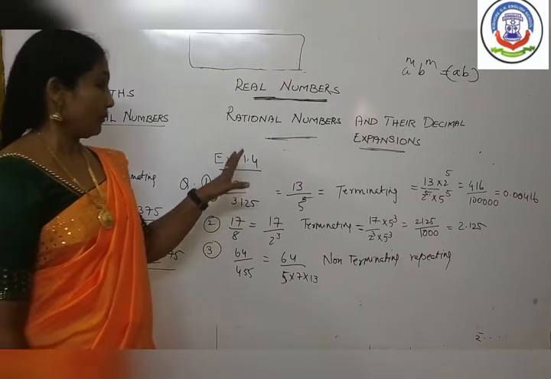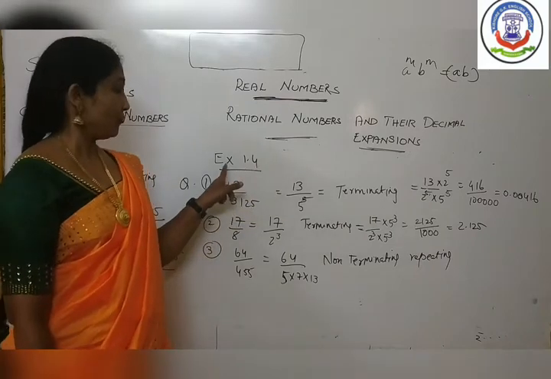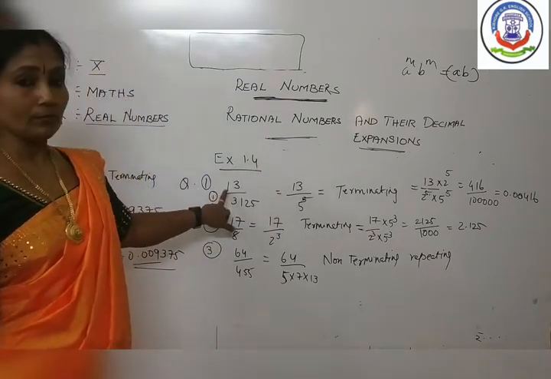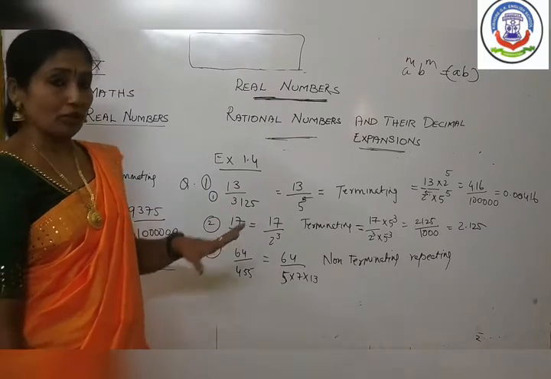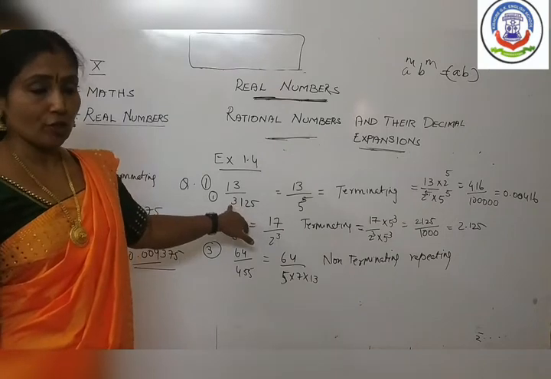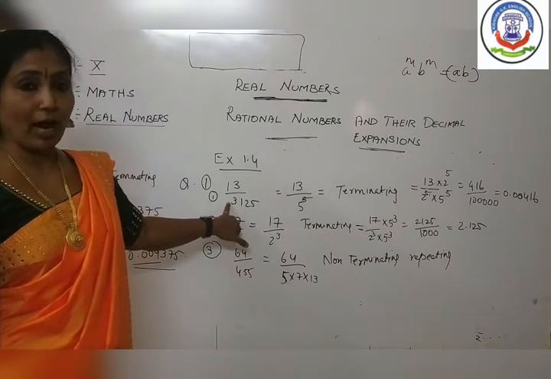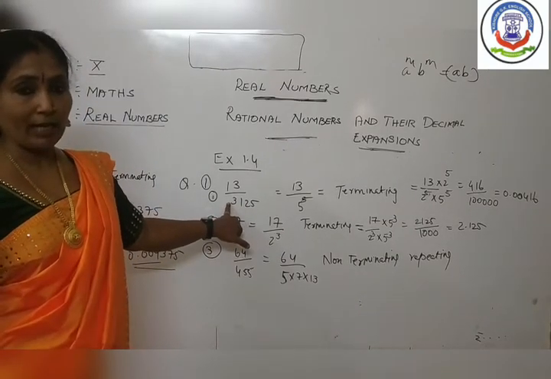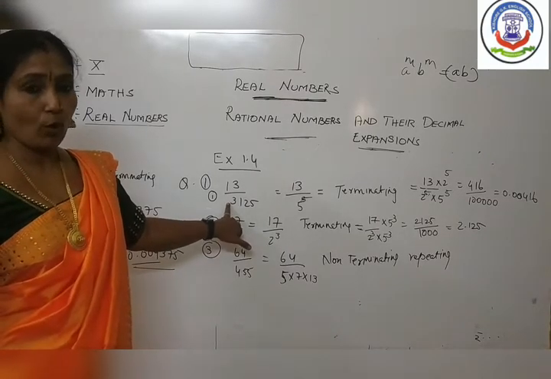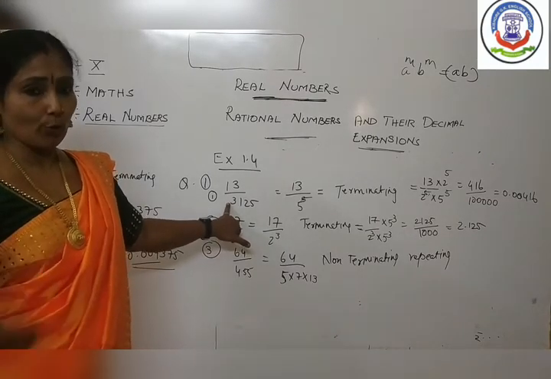Now, whatever we have learned, according to that we can complete exercise 1.4. That means here some rational numbers are given. Without doing the division, we have to find out whether this rational expression has a terminating decimal expansion or a non-terminating repeating decimal expansion. Already I mentioned to you how to find that out.